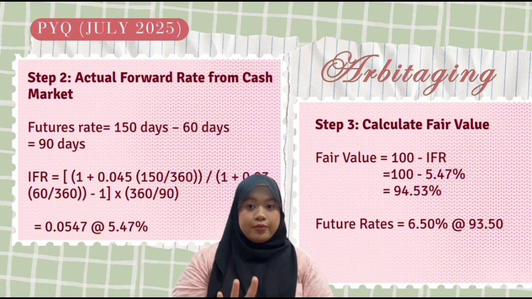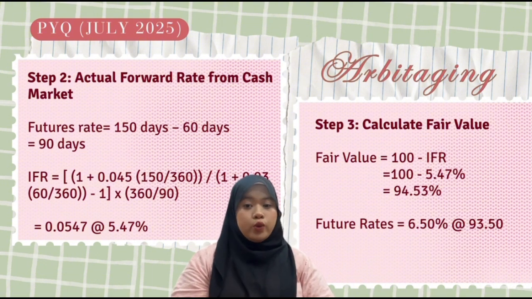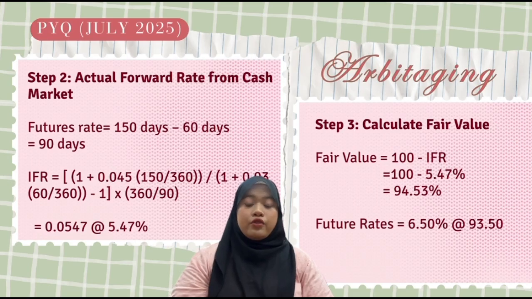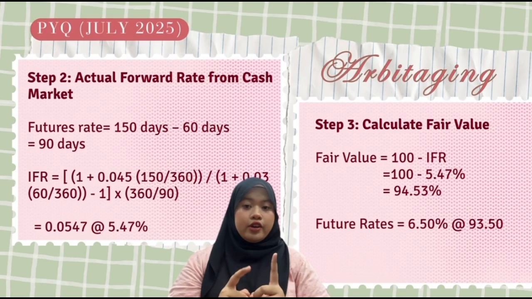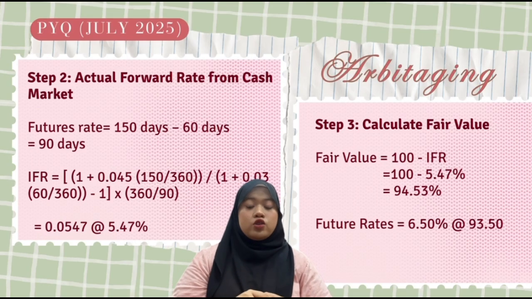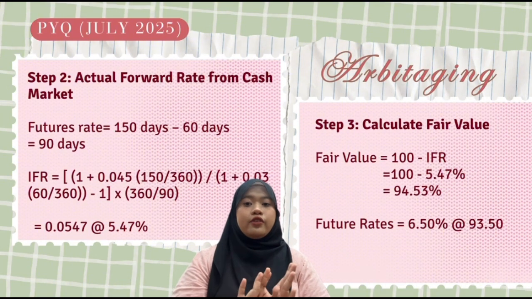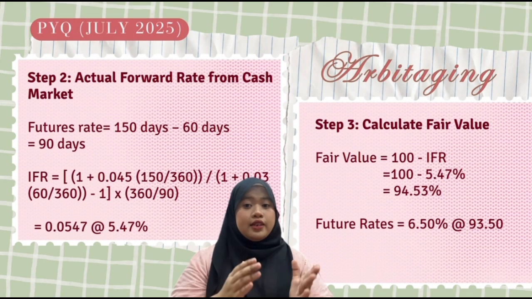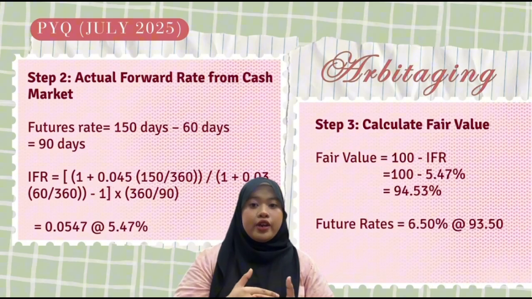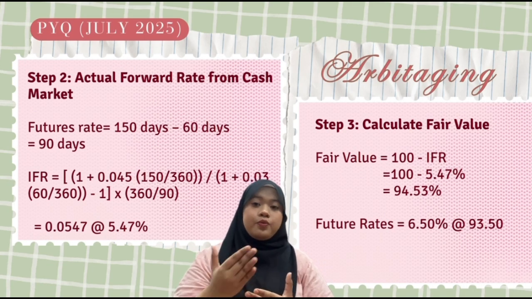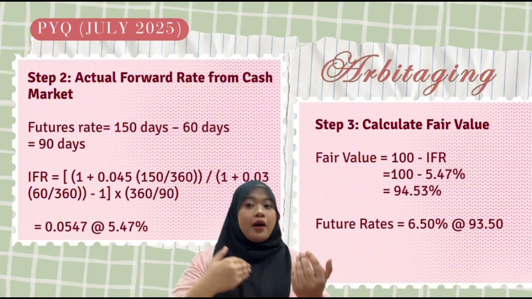This formula is used because we are constructing a synthetic 90-day forward rate from two spot rates, 60-day and 150-day CLIBOR. Step 3, we calculate fair futures value. Now, fair value equal to 100 minus IFR. So, 100 minus 5.47 equal to 94.53. This converts the forward interest rate back into futures price format so we can compare with the market price.